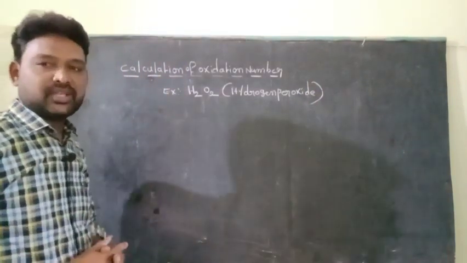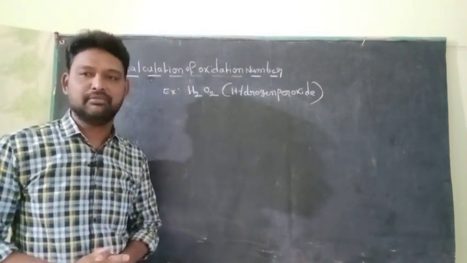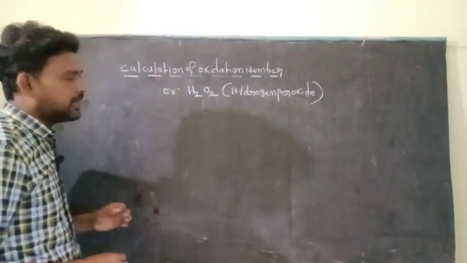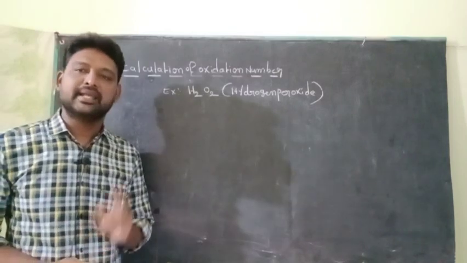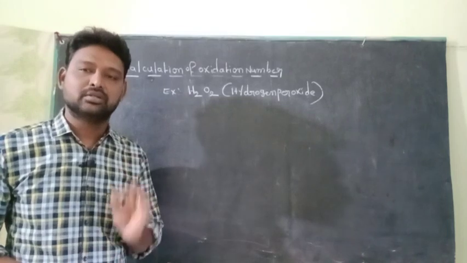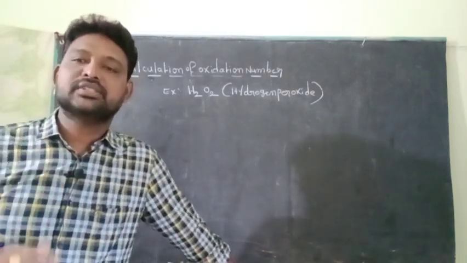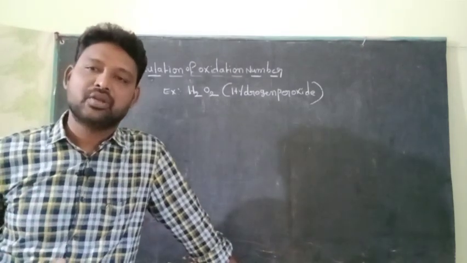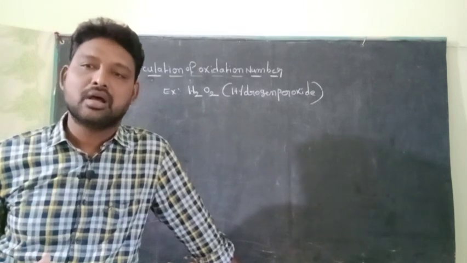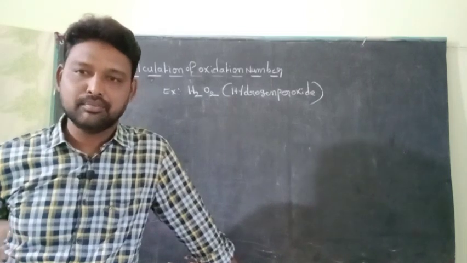So how to identify peroxy oxygen atoms in a given compound? Peroxy oxygens are nothing but any two oxygen atoms bonded by one single bond. Those oxygens are called peroxy oxygen atoms. That bond is nothing but a peroxy bond.